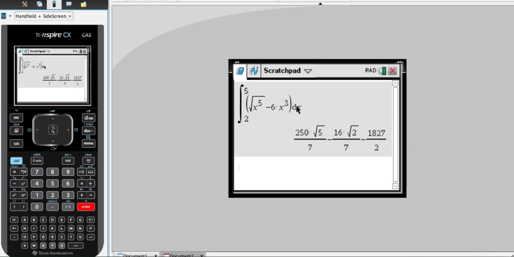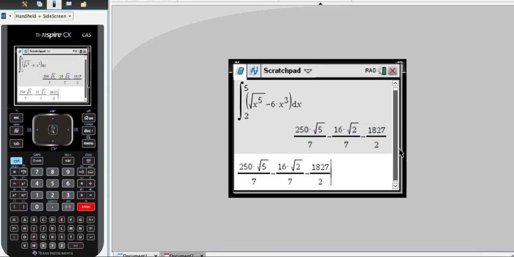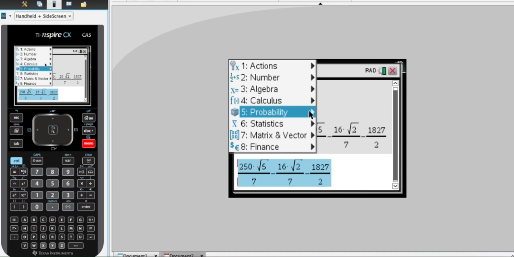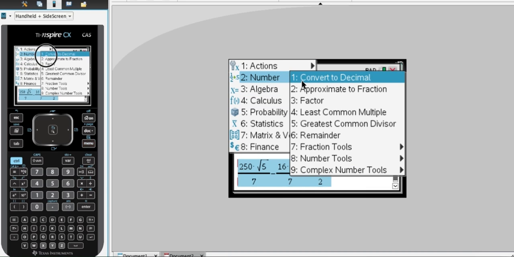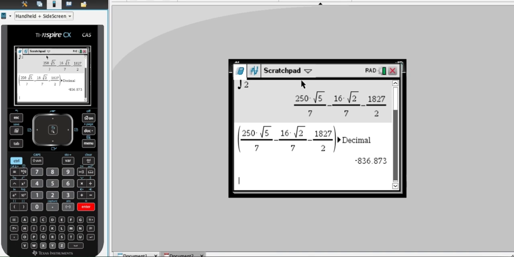And if we press enter, it gives us this answer, which is 250 root 5 over 7 minus 60 root 2 over 7 minus 1827 over 2. And if we want to see this answer in decimal form, we can just select the answer right here, highlight it, press enter, which gives us right here. And then if we highlight it again here, and go to the menu, and click on number, and then convert to decimal, and press enter, it gives us this answer, which is negative 836.873, or approximately negative 837.